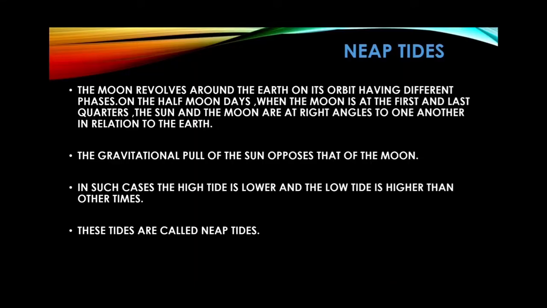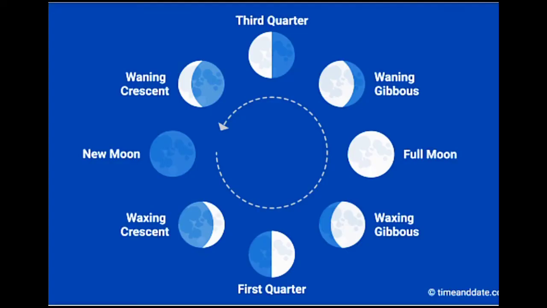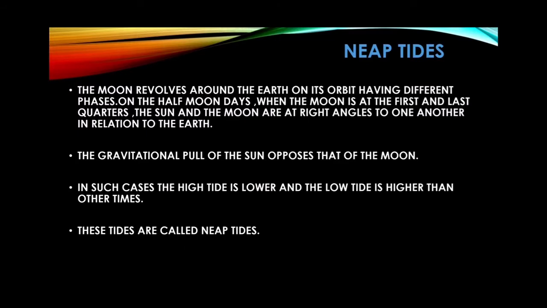The next one is neap tides. The moon revolves around the earth on its orbit, having different phases. Now students, we know that the moon has its own orbit and it revolves around the earth, and as it gradually proceeds in its orbit, there are different phases, and this is completed in a month. We call it a lunar month. So the moon revolves around the earth in its orbit, having different phases.